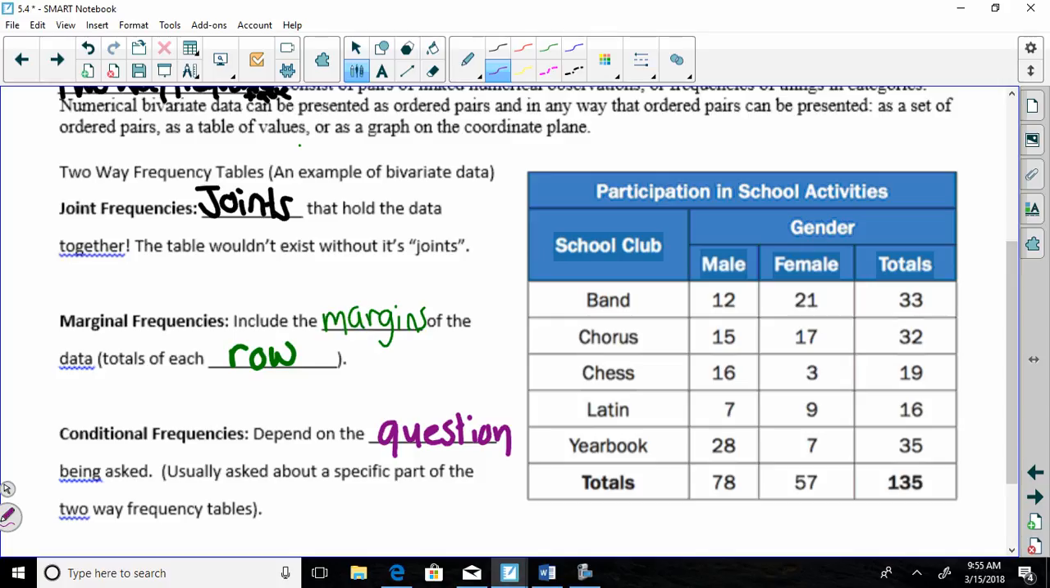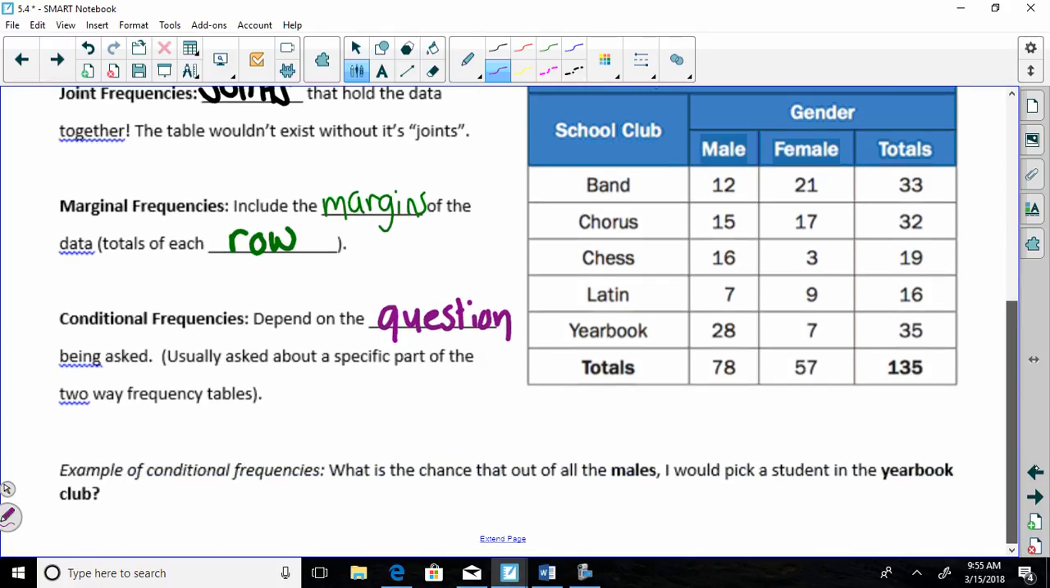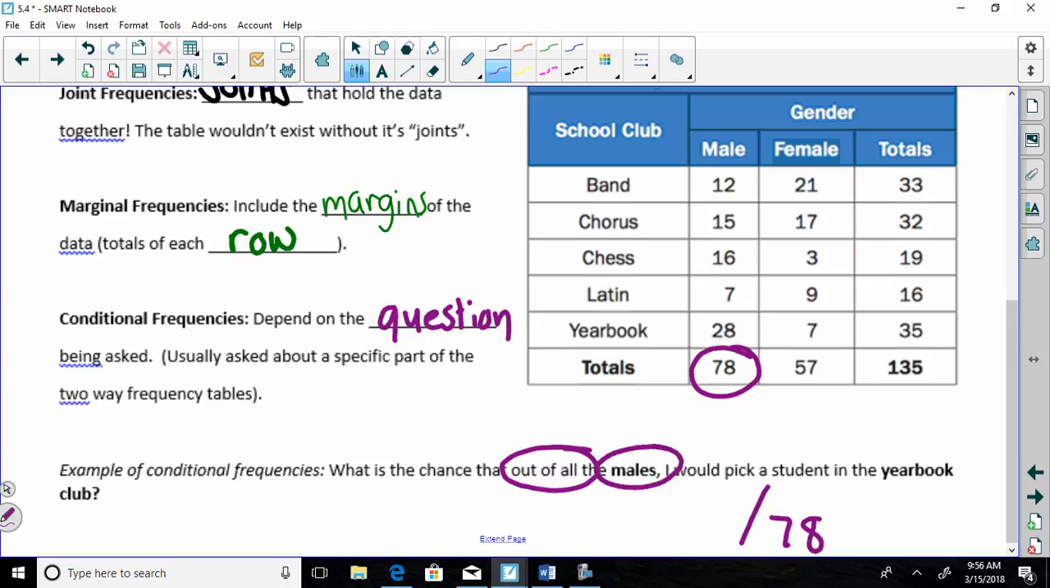Categorical data was just based on categories, so different categories that we're going to be working with. So this would be like, what is the chance that out of all the males, I would pick a student in yearbook club? When you see that word out of, we're just looking at the total of that. What is the total of the males? 78. Out of the males, how many are in yearbook? 28, and you would divide them in your calculator. So 28 divided by 78. That would be a conditional frequency.